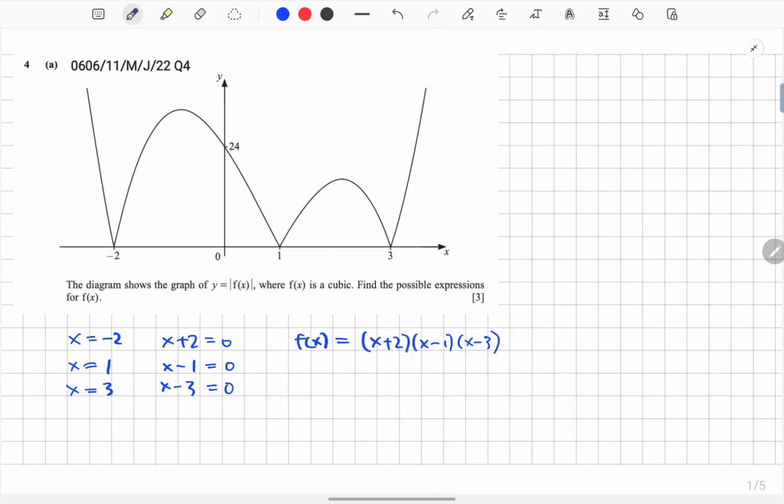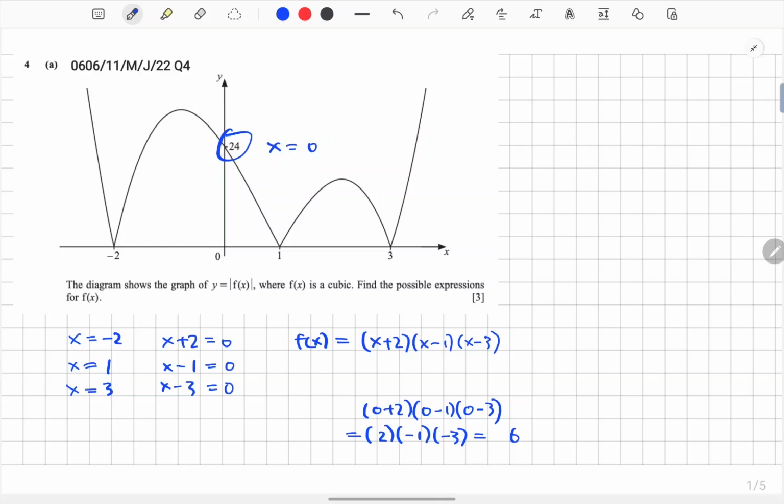But the other hint is that our y-intercept is 24. And whenever we have a y-intercept, we know the x value here is 0. So we can go ahead and test when x is 0. So we know that it is 2 times -1 times -3, and this is +6. So we can see that the expression here we have is not the answer.